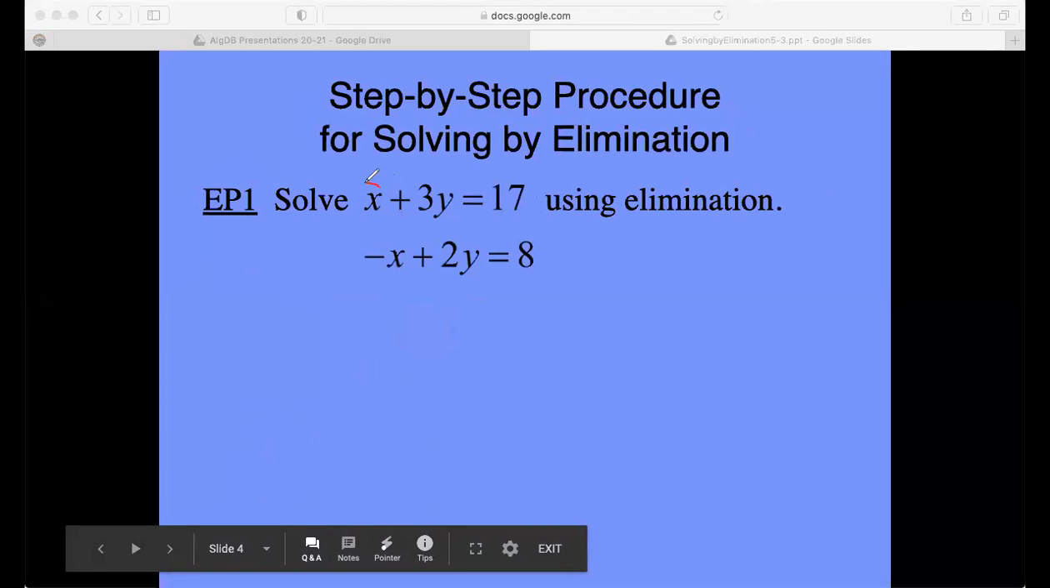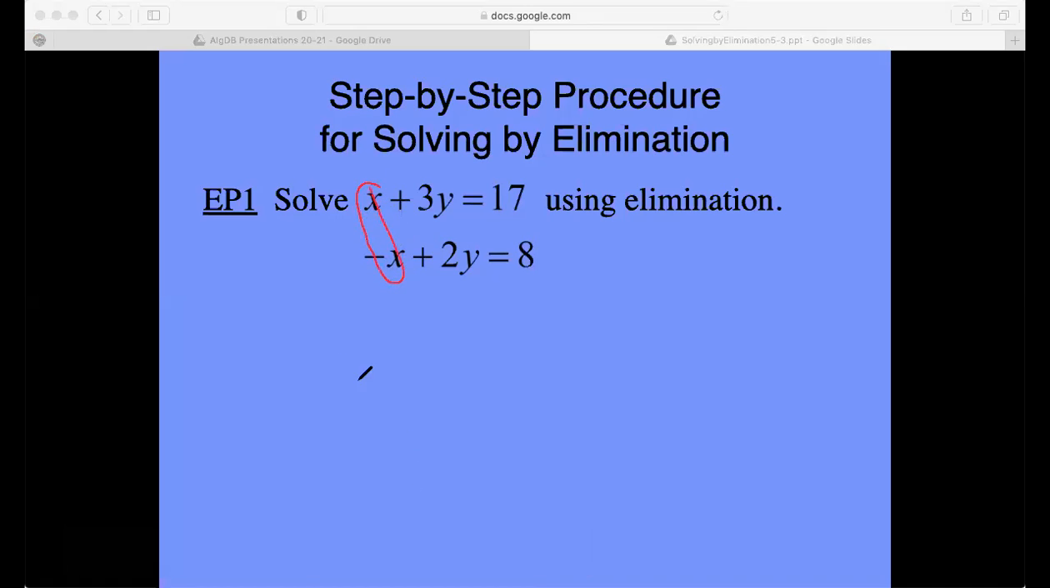And we have opposite coefficients right here, right? If we look, we have x and -x. So if you see that, then you can go along to step 2, which says, add the equations to eliminate one of the variables. So I'm literally going to do that. I'm going to erase this a second here because it's kind of messy looking. Go back to my pen.